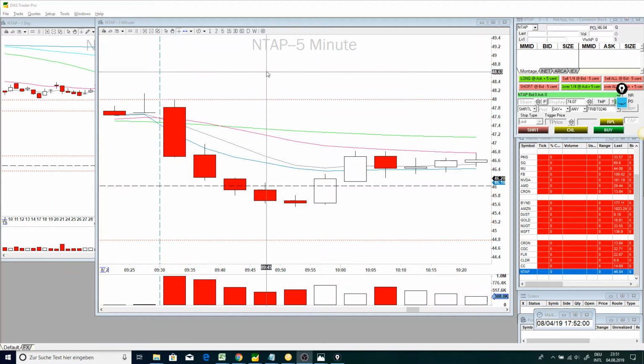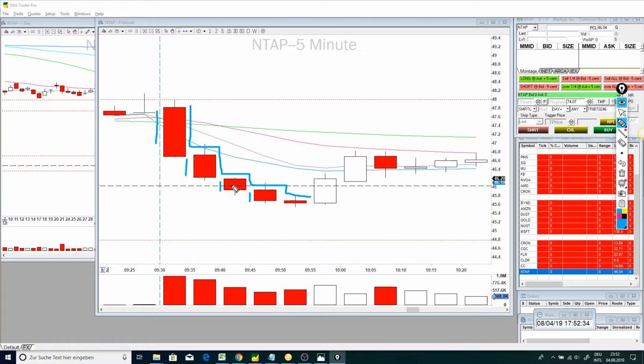So this is NetApp. The first 5-minute candle has a large body and a large volume. Of course, the opening candle and opening volume are large. But then can you see that the next few candles have a reducing candle body? This width is smaller than this, and this is smaller than this, and this is smaller than this, and it's kind of forming a staircase.